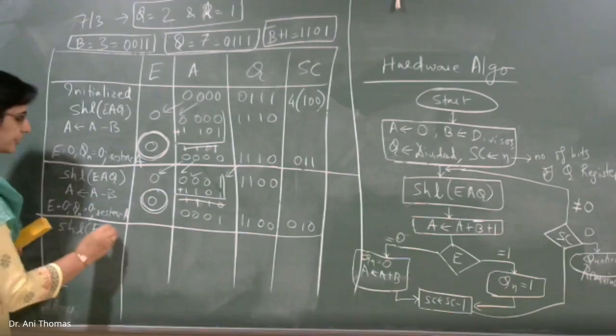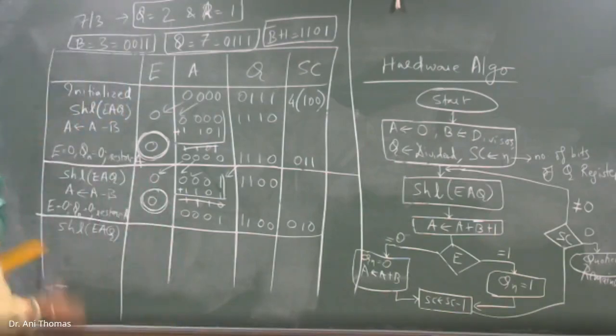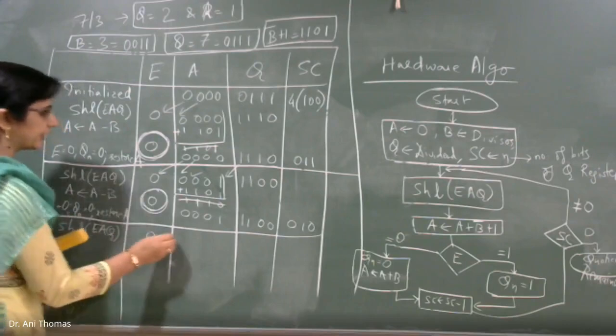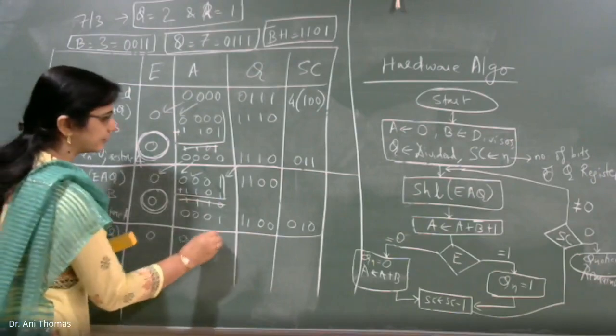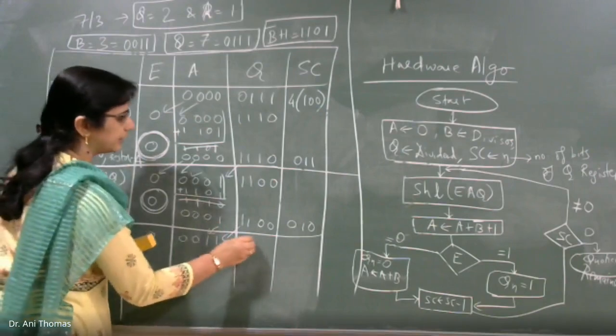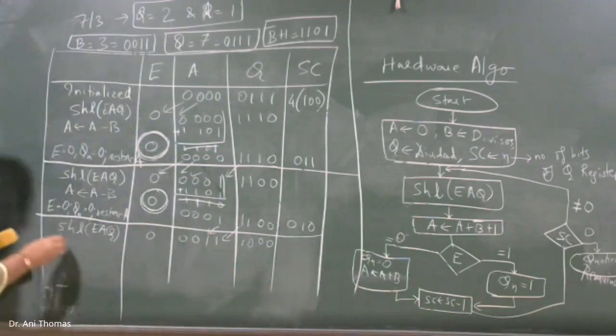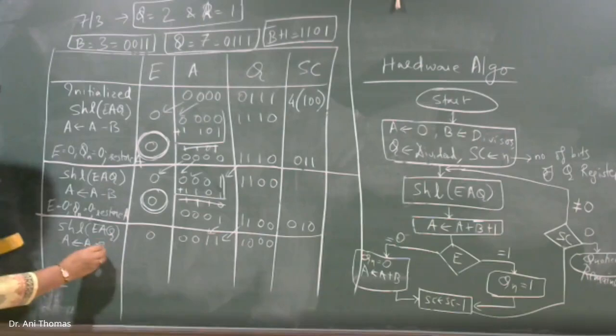Yes. Shift left, EAQ, the third one. Shift left, EAQ. Again, we do this shift left. 0, 0, 1, 1. This one will be coming here, this one here. Then 1, 0, 0, 0. And that's it. And then A is A minus B.